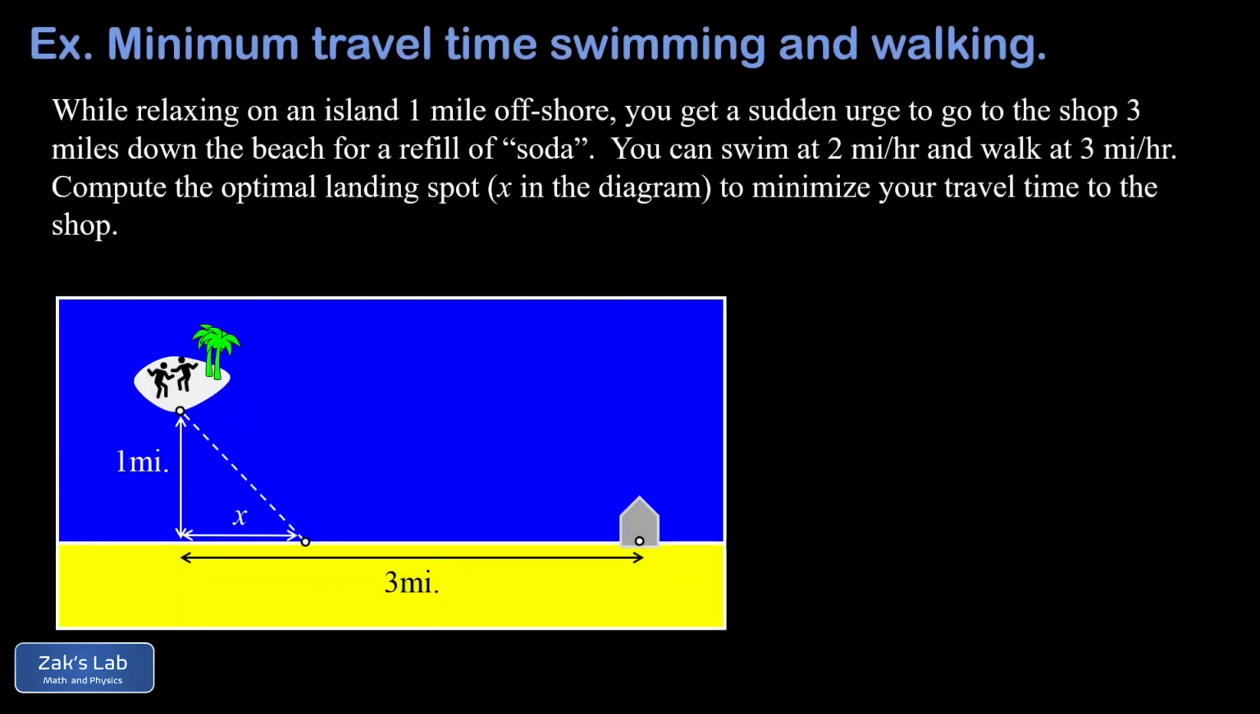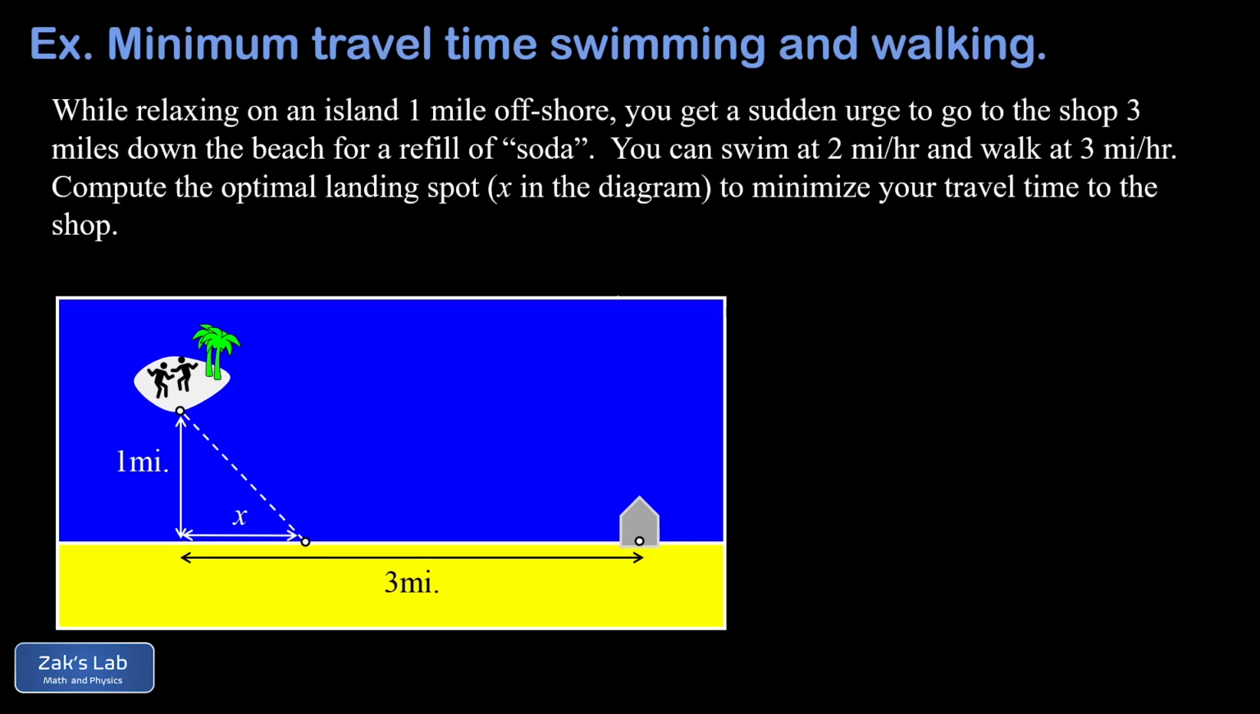In this video, we're solving an optimization problem where we're trying to minimize the travel time between 2 points. Now, ordinarily, the path that minimizes the travel time between 2 points is just a straight line. But in this problem, we have two different velocities.